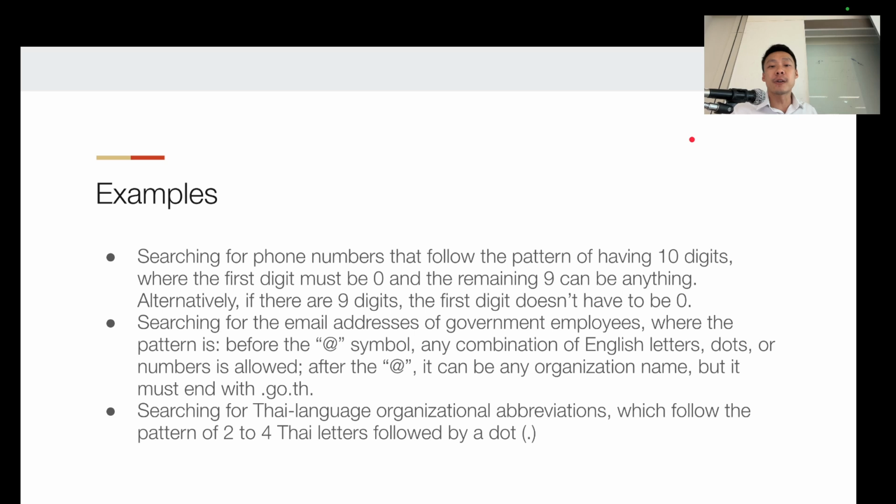If you want to search for Thai language organizational abbreviations, so acronyms like MOT, OSO, BOTT, for example, all these acronyms, how do you do it? The pattern is 2 to 4 Thai characters followed by a dot. It cannot be vowels, right? There cannot be vowels, there cannot be tone markers. So these are some examples that we use a lot, and it's almost impossible to write a program without regex to express this.